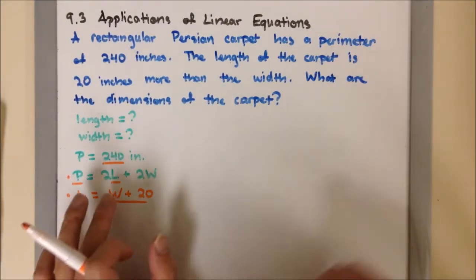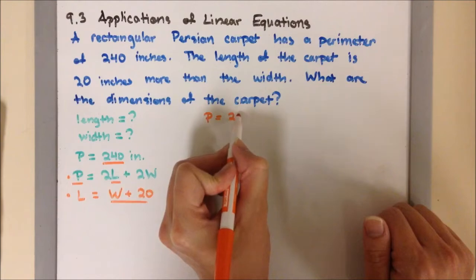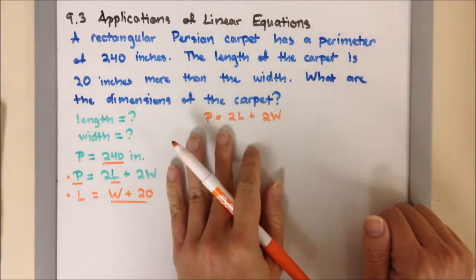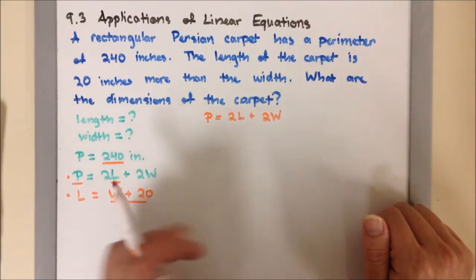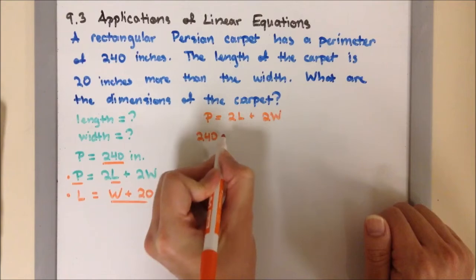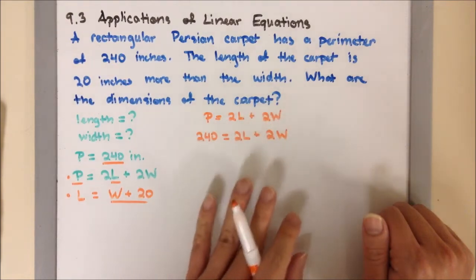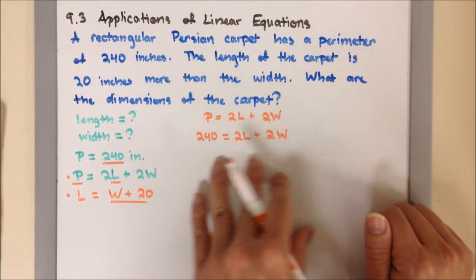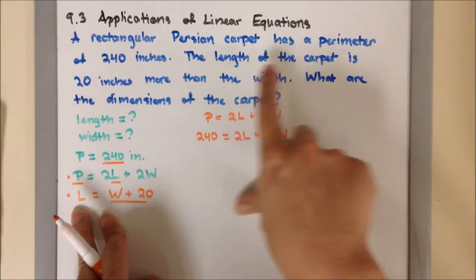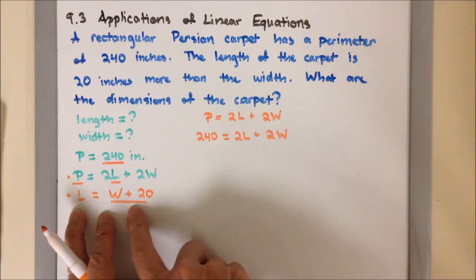So I'm going to use this equation right here, the perimeter formula, which is P equals 2 or twice the length plus 2 of the width or twice the width. Now at the moment, it's impossible to solve. Now if I plug in 240 for the perimeter, which is the P, it's still impossible to solve when you have two different variables with one equation. So that's why when I made the second equation to represent this sentence, the length of the carpet is 20 inches more than width, here I'm going to plug this part for L.